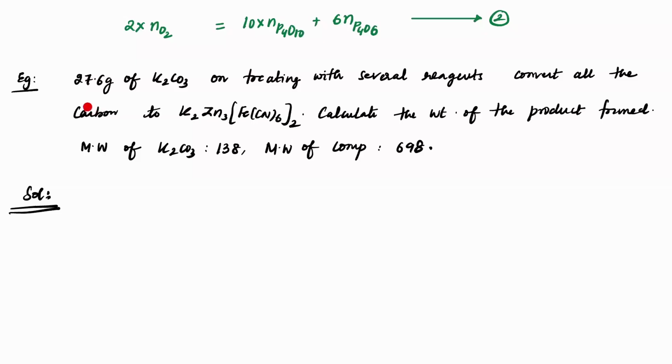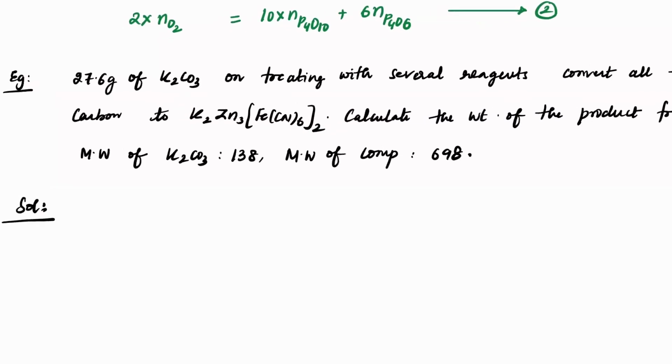So let's follow this question. 27.6 grams of K2CO3. Everything is converting into this form. All of the carbon is being conserved. So if I write the conservation based on carbon, I can say the number of moles of carbon will be the same as the number of moles of K2CO3, because in that only one carbon is there. And now if you compare the carbons here, how many do we have? You have 6 times 2, so 12 carbons. So 12 times the number of moles of complex.